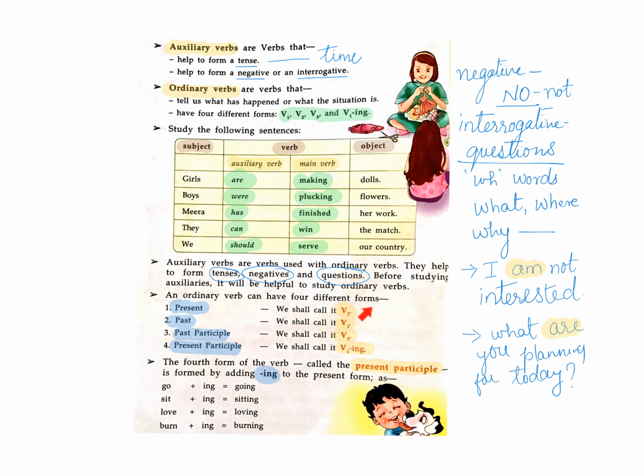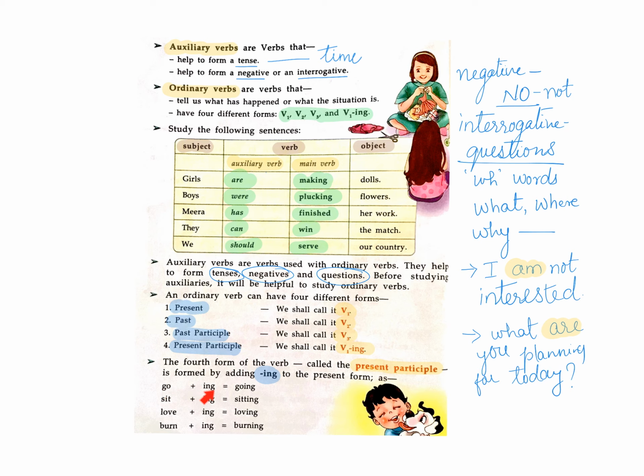What is the meaning of them? Verb 1 stands for present form. Verb 2 for the past form. Verb 3 past participle. Verb 1 plus ing stands for present participle. In any sentence with the present participle, the verb will have ing added. The fourth form of the verb is called present participle. Here are some examples of adding ing to the verb.